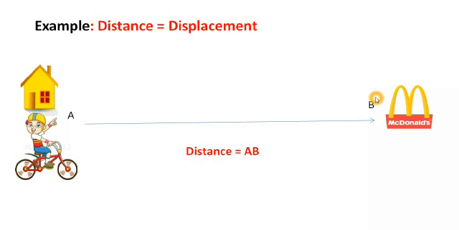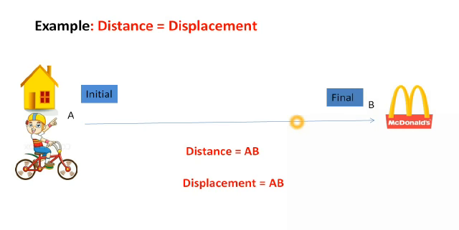Okay. So what is the shortest distance between these initial and final positions? It's again A to B, AB. So in this case, our displacement would be AB. Okay. So here we have both distance and displacement equal. Why is it equal? Because the boy followed the shortest route between initial and final position.